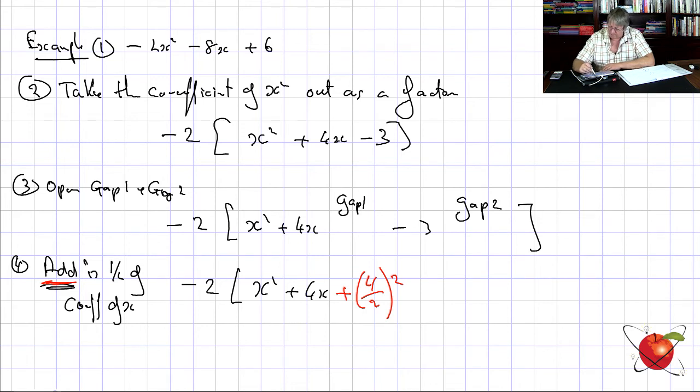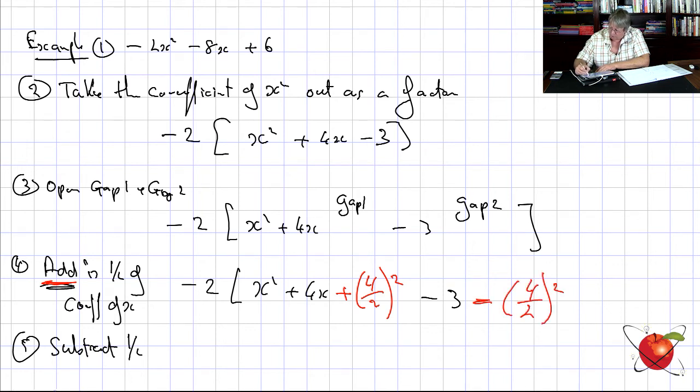Then I go back and I say minus 3 and 5, subtract half. In other words, the same thing, but just subtract it. I'm going to put that in red as well. Minus 4 over 2 all squared. And we close the bracket at that point.